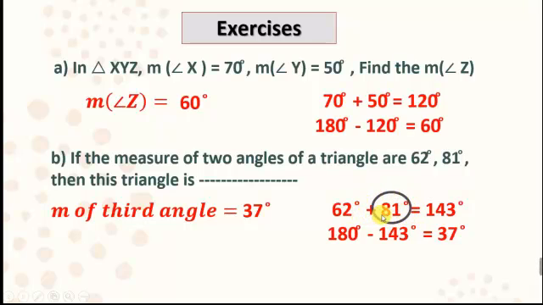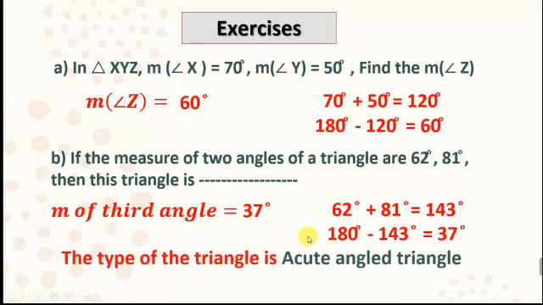What's the type of this angle? This angle is an acute angle. So the type of this triangle is an acute angled triangle. The biggest one is acute and all three angles are acute. So this triangle is an acute angled triangle.